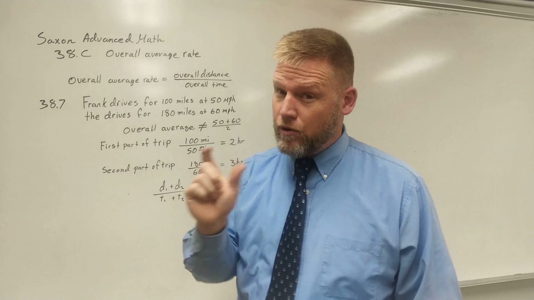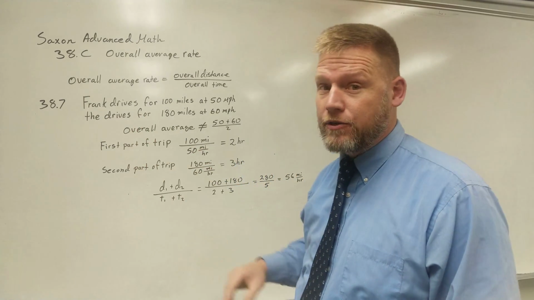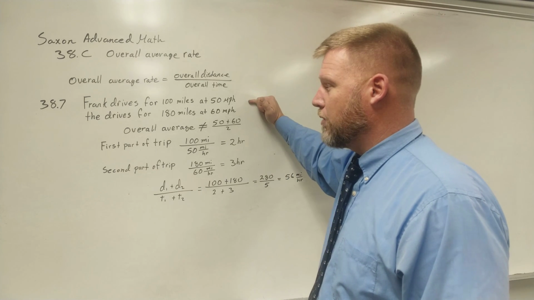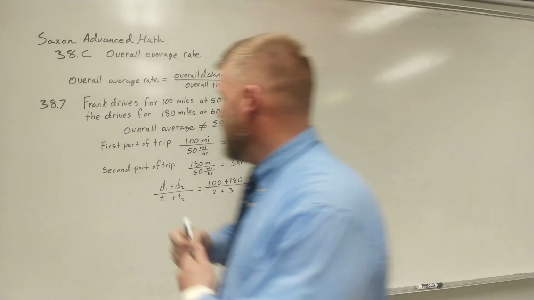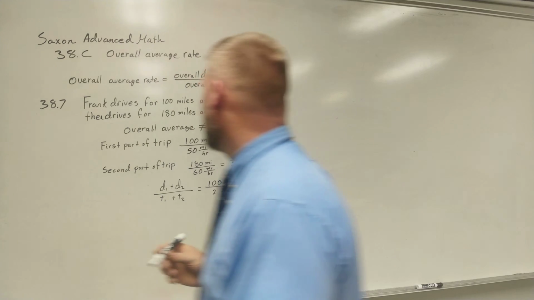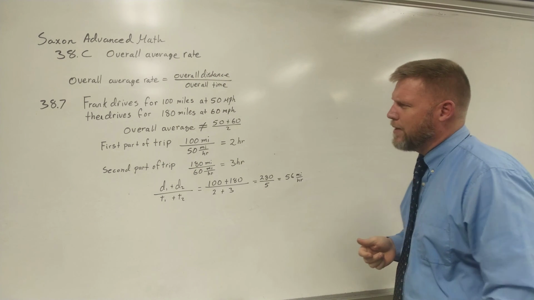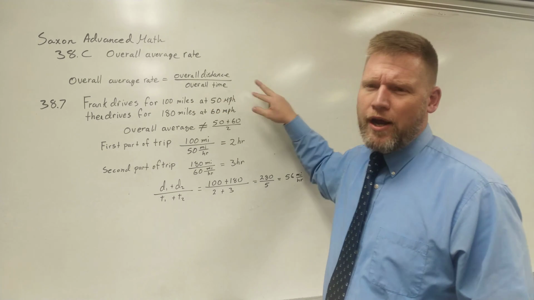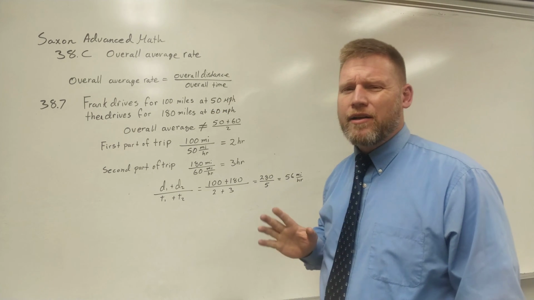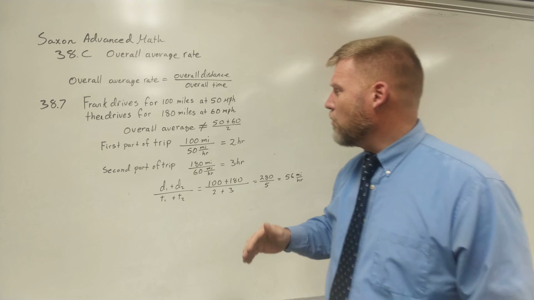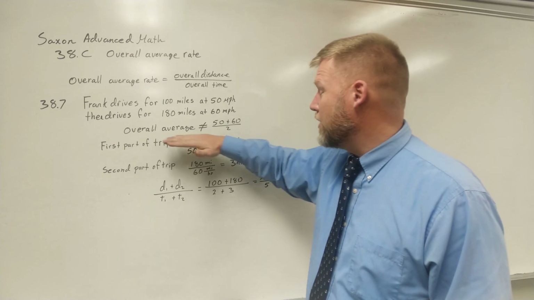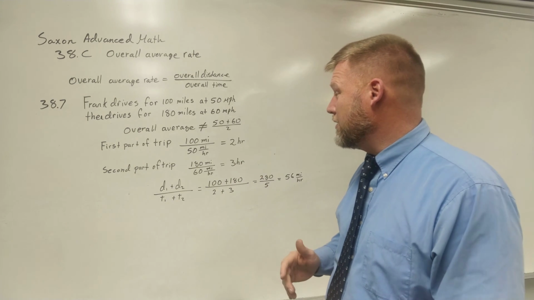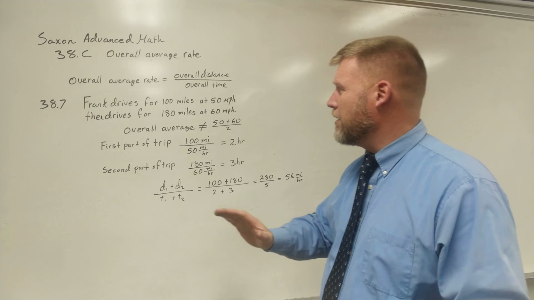38.7, and I shortened the problem and took one of the actors out because that's really irrelevant. So Frank drives for 100 miles at 50 miles per hour. Then drives for 180 miles at 60 miles per hour. Now, if these two distances were the same, sure, I could average these, but they're not, because their distances are different. So I need to go ahead and say overall average is not equal to 50 plus 60 divided by 2. That'd be very easy at 55 miles per hour, and then I'd be done.